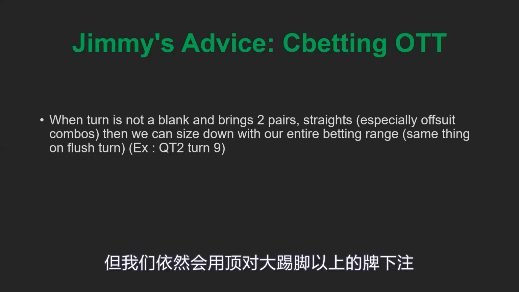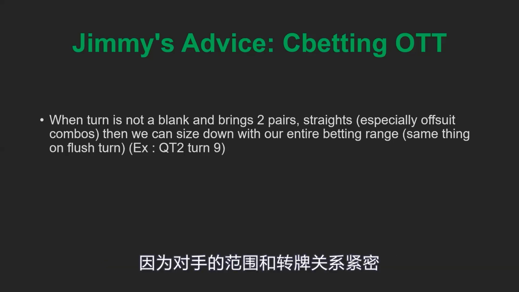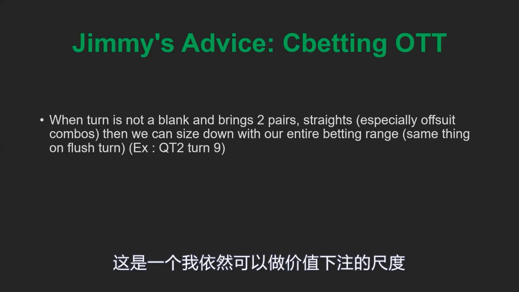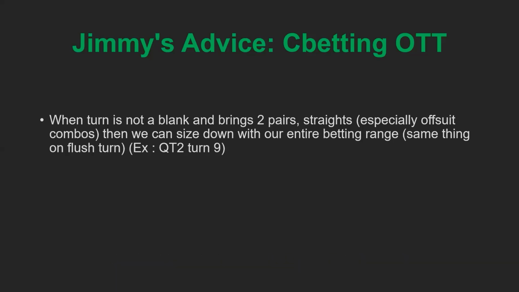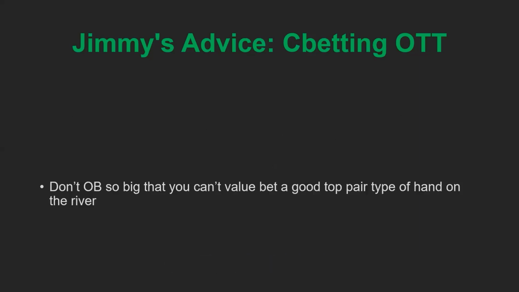I mean, we're still going to be betting a strong top pair or better. But again, his range connects really well with that board. So instead of going with maybe 140% pot, if the turn was a 4, I'm probably going with something like 90% pot. A sizing that I can still value bet, but I still acknowledge the fact that it's a pretty good turn card for him. Yes, this is especially true out of position, blind versus blind. We'll be covering that soon.